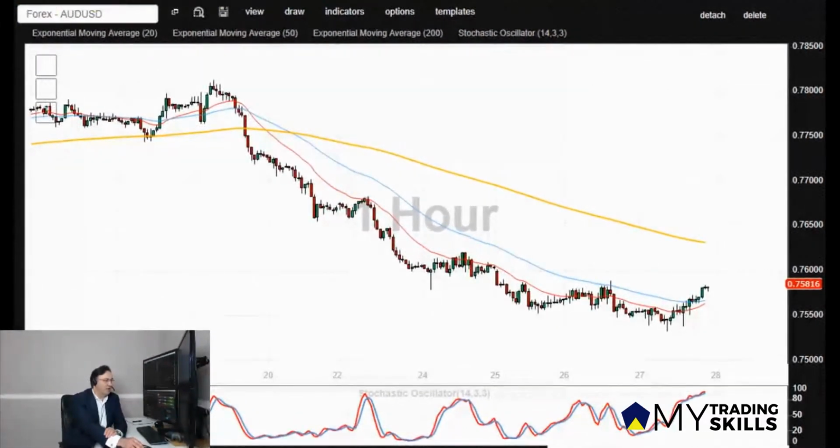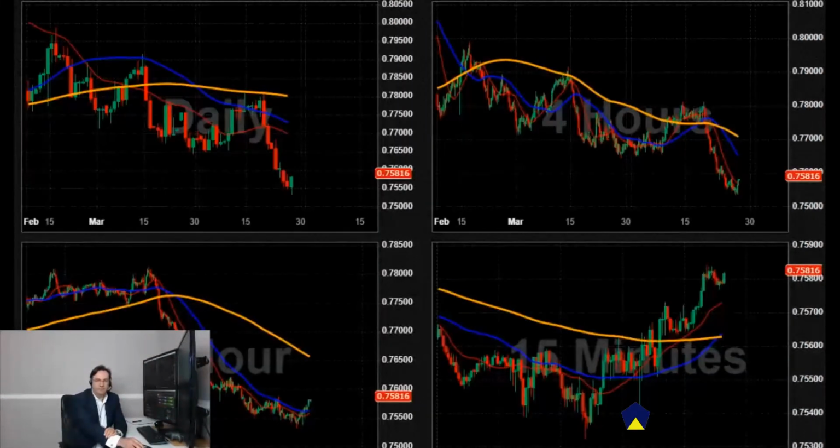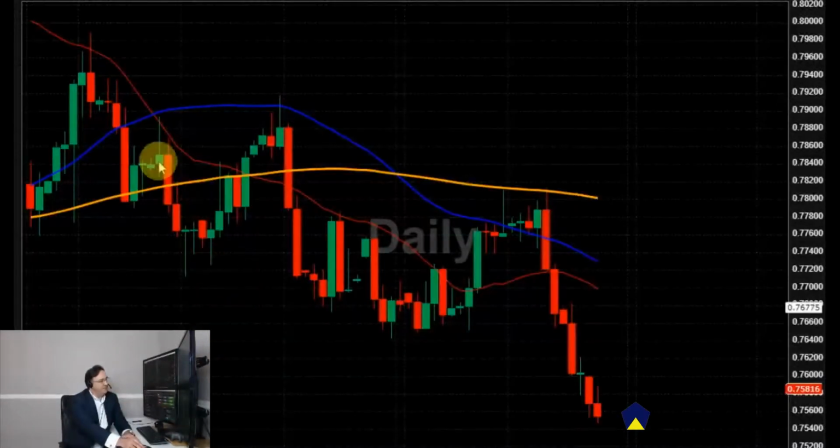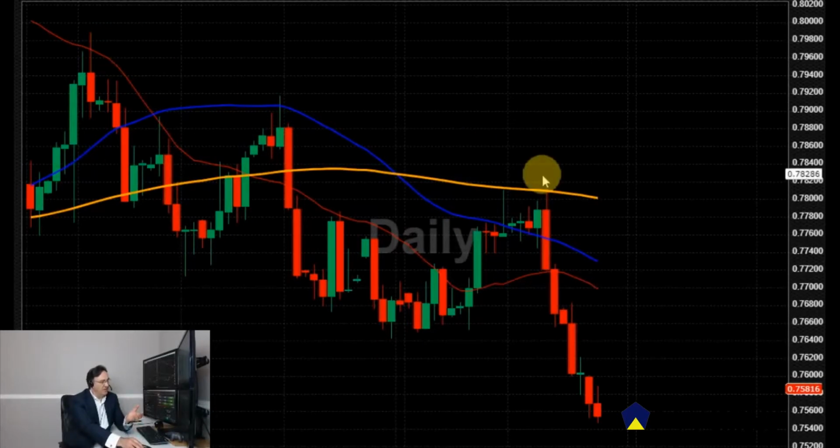So let's go to multi-view. Just by looking at daily and 4 hourly time frame, I can immediately see that the price is downtrending. So let's take a closer look. The daily time frame is creating the sequence of lower highs and lower lows. The current price action is falling, capped by multiple moving averages, in our case 20, 50 and 200.